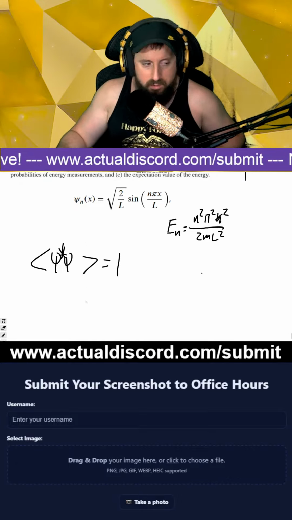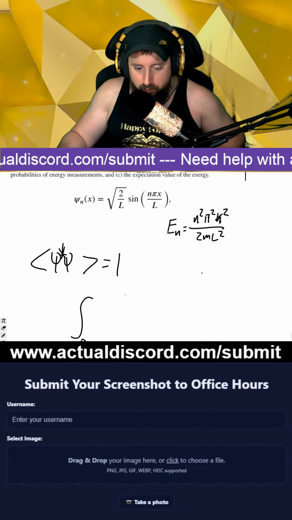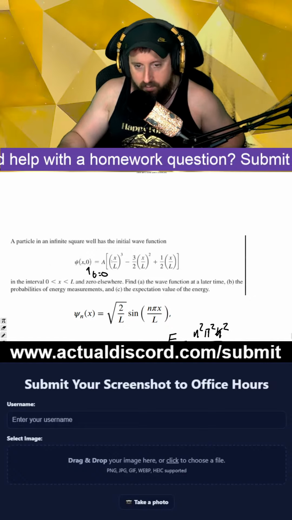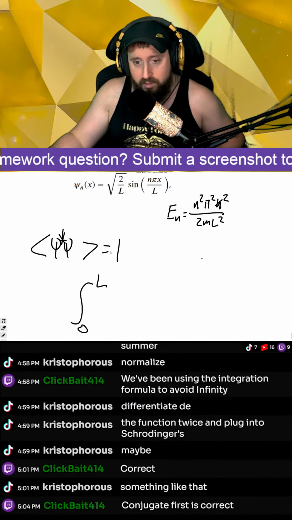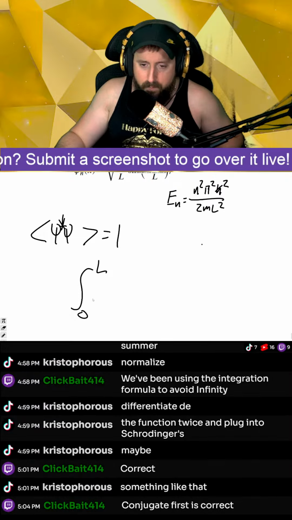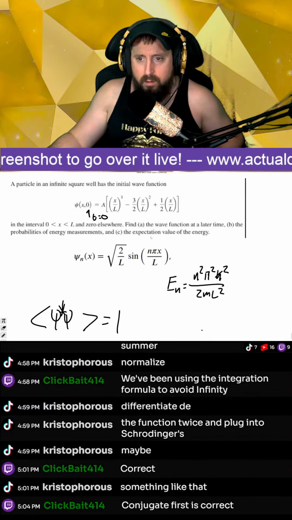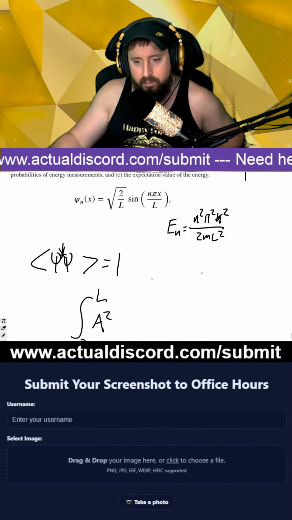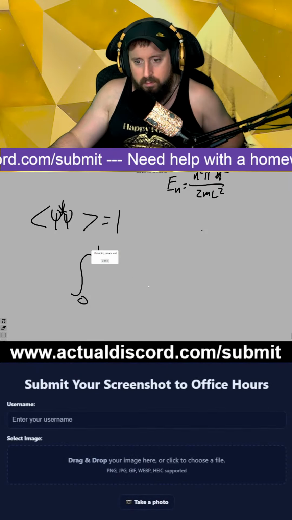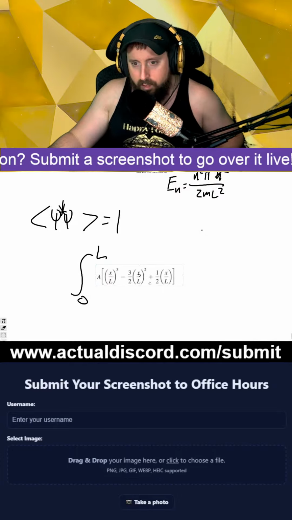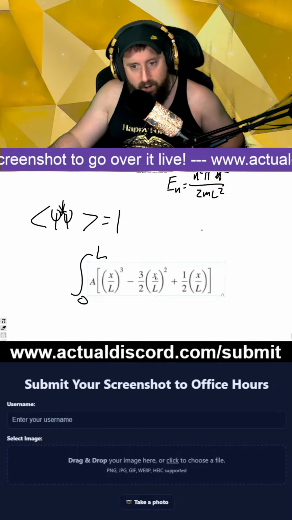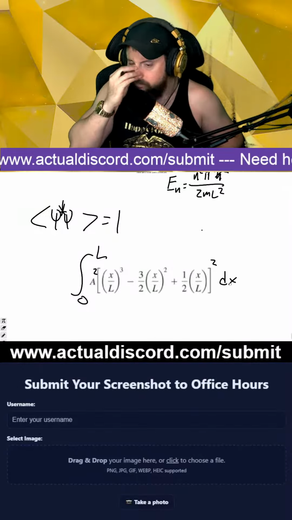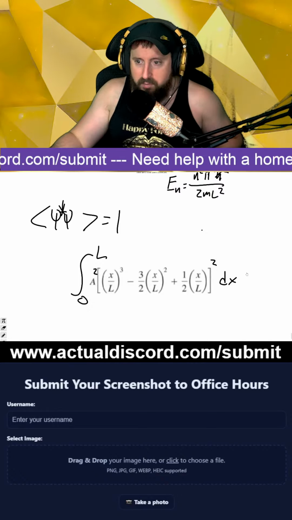And where bra-ket notation here means the integral from 0 to infinity, which in this case is 0 to L, because the wave function is only defined from 0 to L. It's 0 anywhere else. And so this is going to be A squared, all of this squared. Conjugate first is correct. Okay, cool. All right, I'm just going to copy this in. There we go. So it's this squared dx, right? And this all has to be equal to 1, yeah?